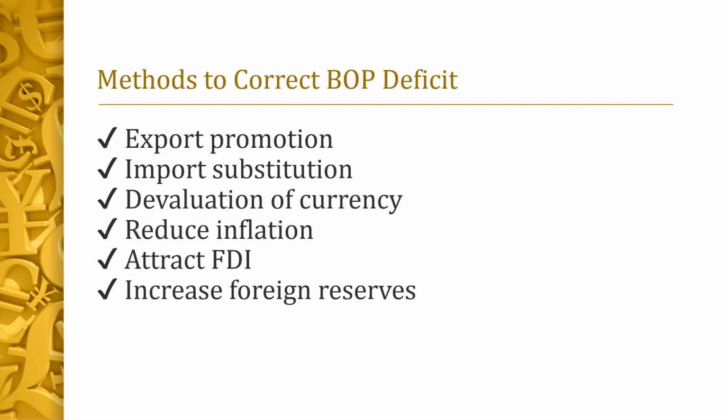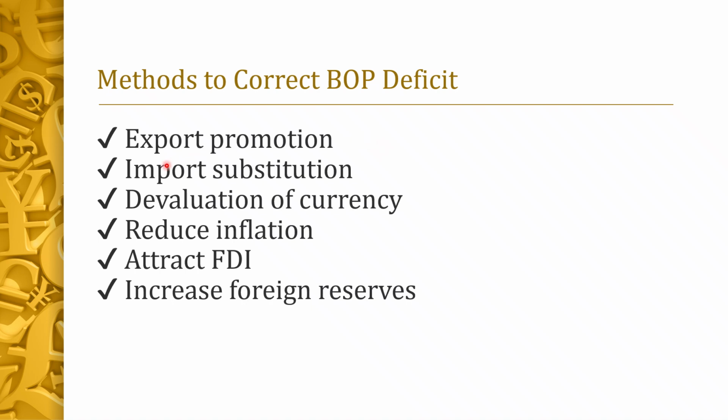What are the methods to correct these BOP deficits? When a country faces a BOP deficit, it must take corrective measures to restore stability. So what are these key methods? The first one is export promotion. The government can provide subsidies to exporters. It can reduce export duties. It can encourage Make in India, like we are seeing, to improve product quality and explore new international markets, which is what is happening in India these days.